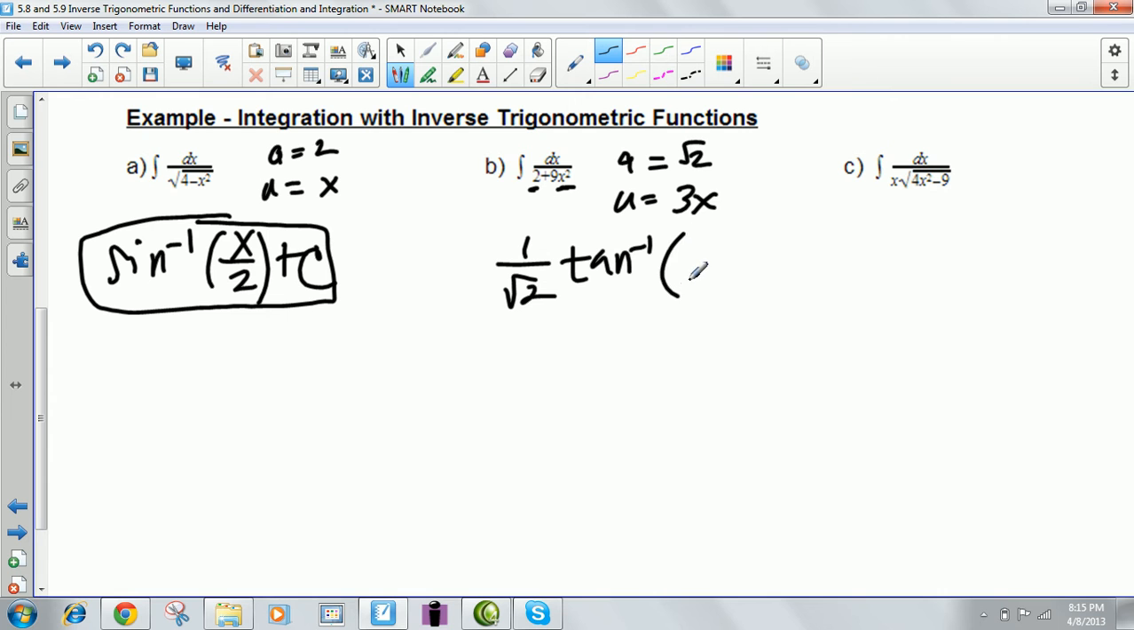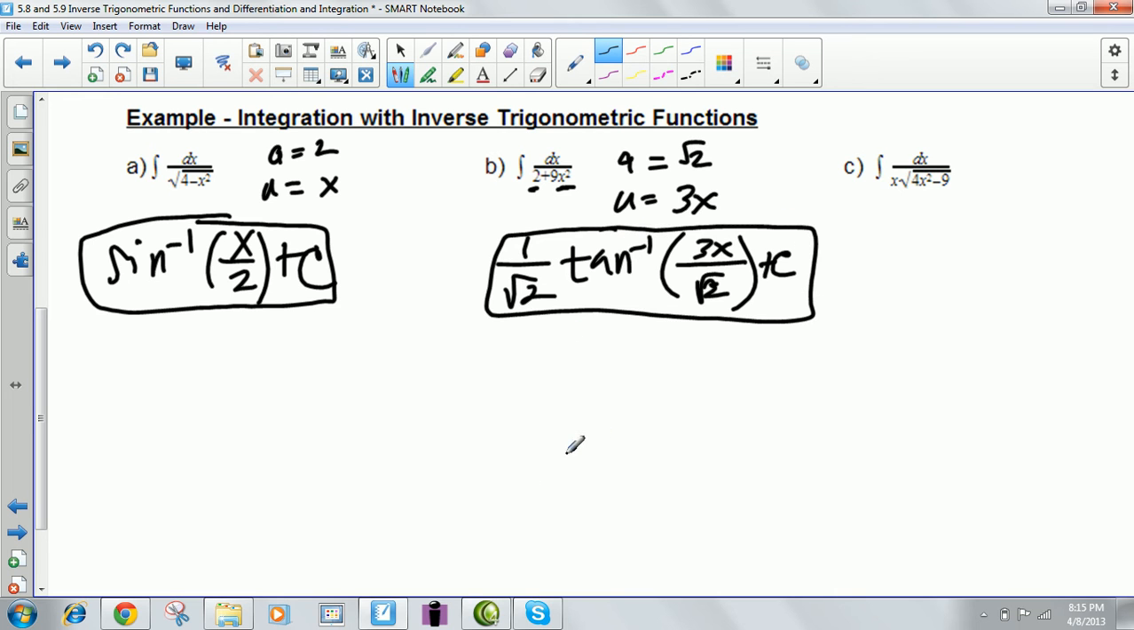Now this is inverse tangent, so it's going to be 1 over a. So it's 1 over the square root of 2 times the inverse tangent of u over a. So it'd be 3x over the square root of 2, then plus c. That's a 2. And then that would be the derivative of that.